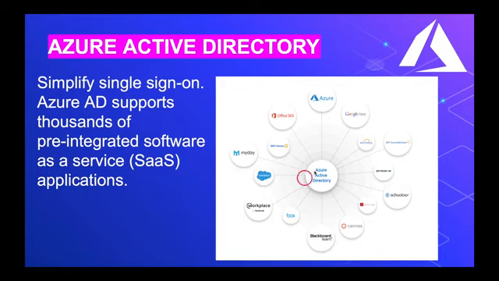If you observe here, we have a couple of apps. Azure Active Directory supports thousands of pre-integrated software as a service applications, that is SaaS applications. Here we have Office 365, MyDay, Workplace, Box, Canvas, Google Apps. So if you want to integrate with any application, you can directly use Azure Active Directory here. That is the benefit of Azure Active Directory.